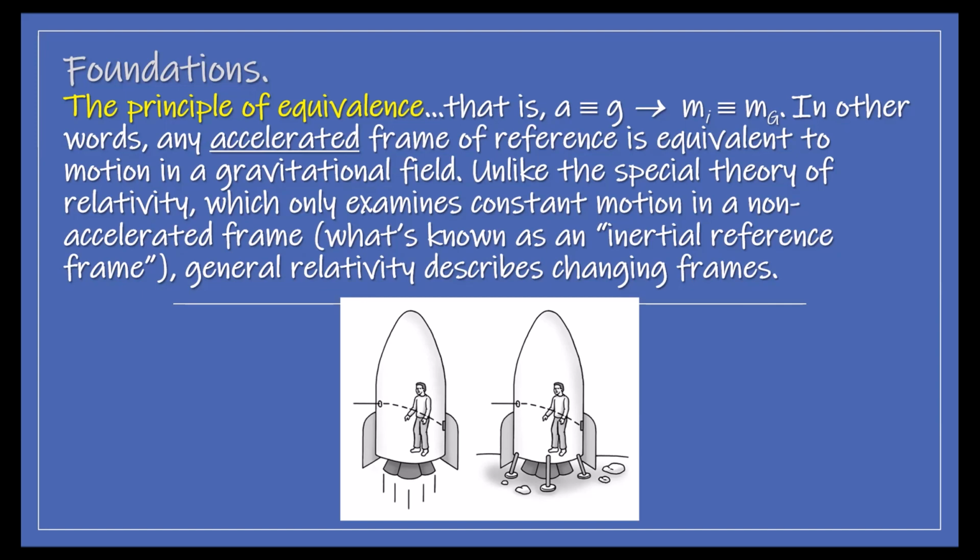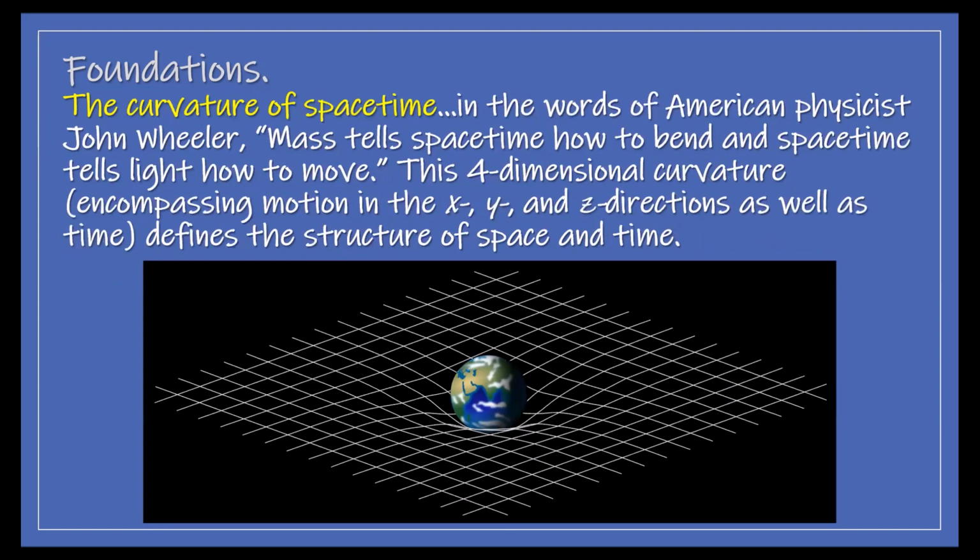So as a result, Einstein took this inertial reference frame, something moving at a constant speed, and generalized it into an accelerated frame, which is now a general theory of relativity, as opposed to a special case of relativity. Okay, so in other words, it's the curvature of space-time. Space-time is curved. And John Archibald Wheeler, who was one of America's great 20th century physicists, said, mass tells space-time how to bend, and space-time tells light how to move.